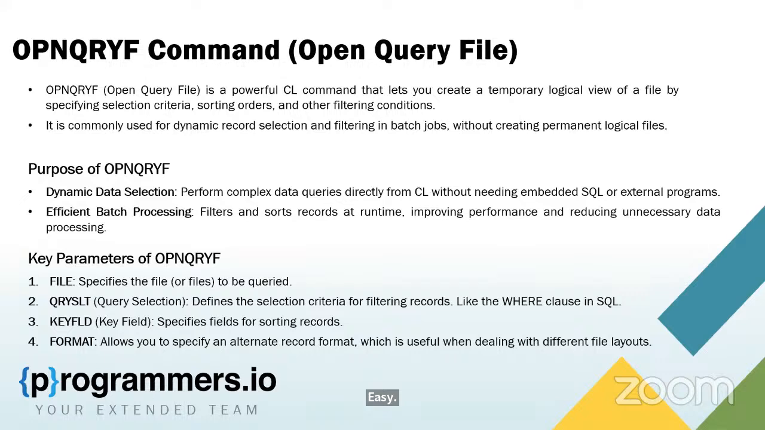After that, let's see the key parameters for open query file. So it will be the actual file name. After that, the selection criteria. It is like a WHERE clause in SQL. So quite similar to that. Then we have the key field. If we want to select or retrieve the records using a specific sequence, we can place the key field. The format as well. We have different formats, so we can specify the formats as well.